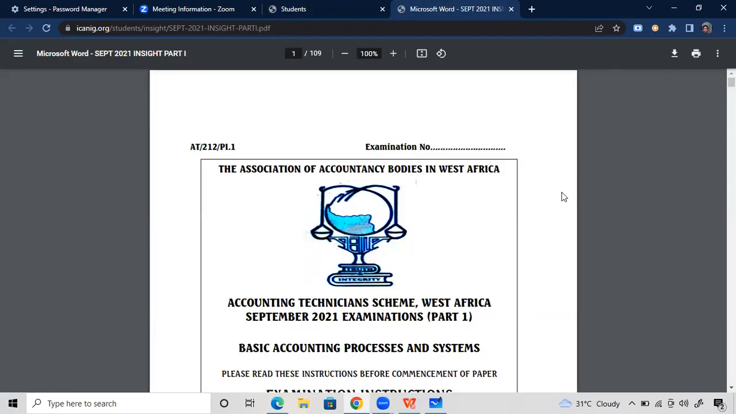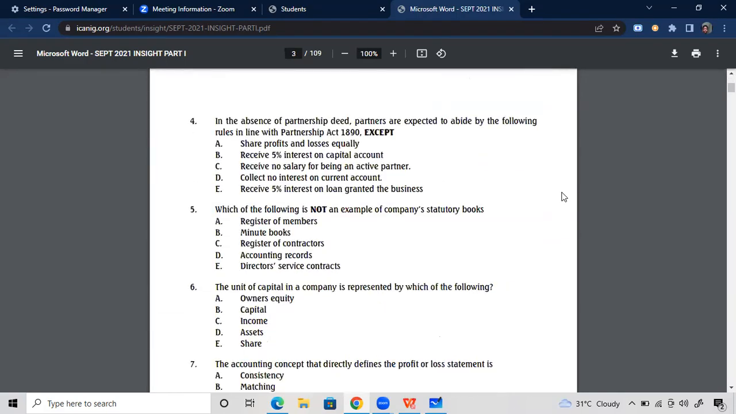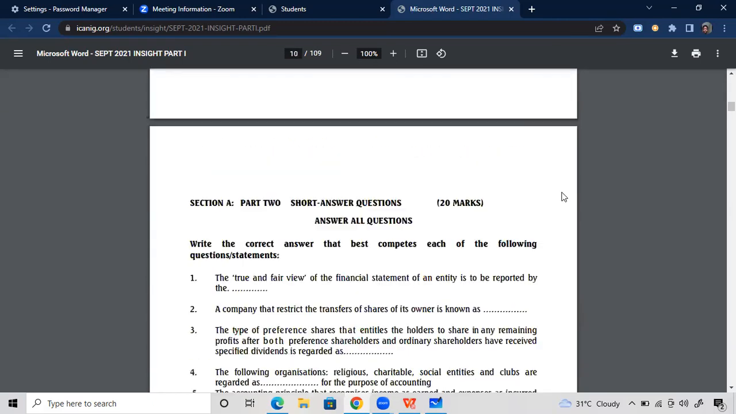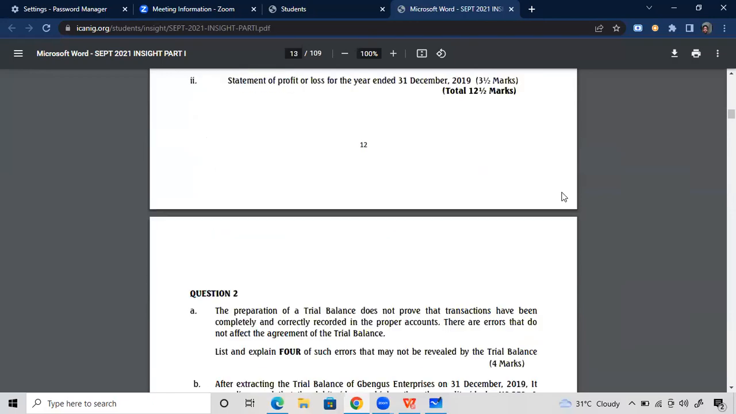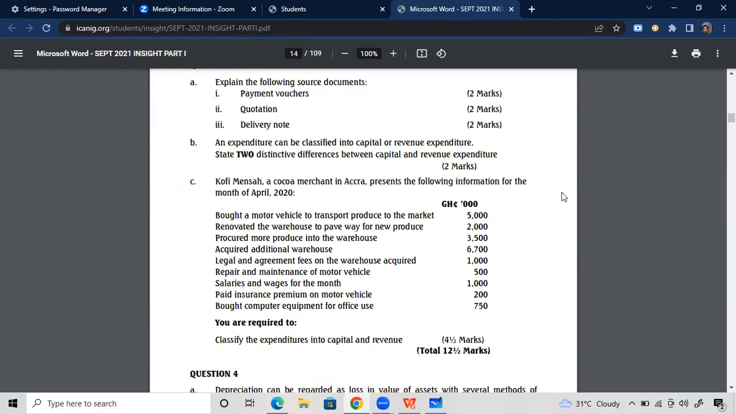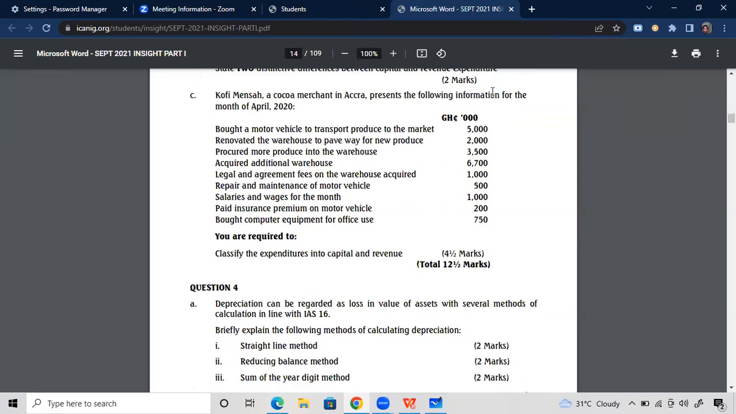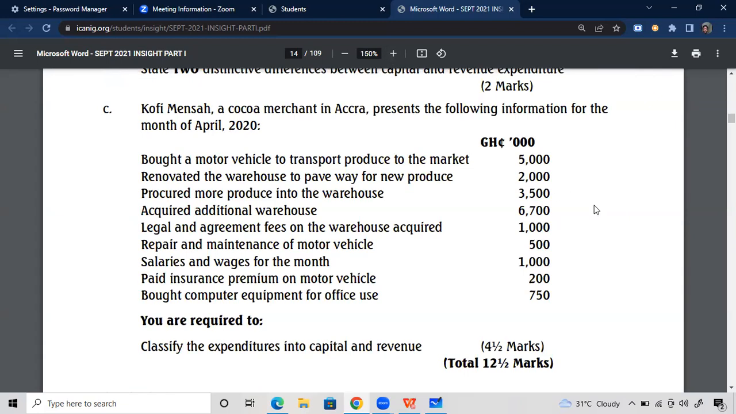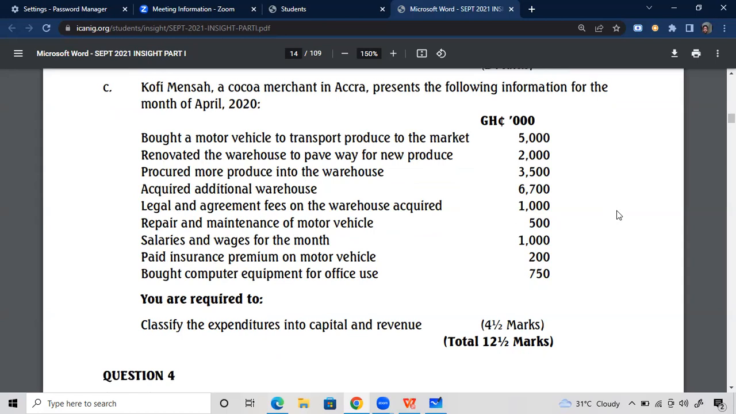Okay. This is September 2021. Now, look at this one. Look at this question now. For 4.5 marks. Let's say Kofi Mensah, a cocoa merchant in Accra. Present the following information for the month of April 2020.